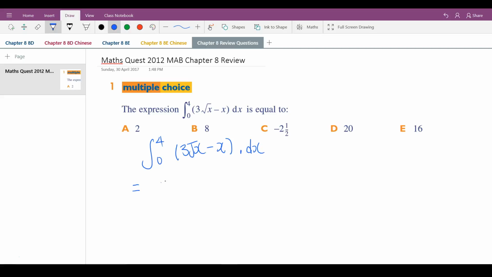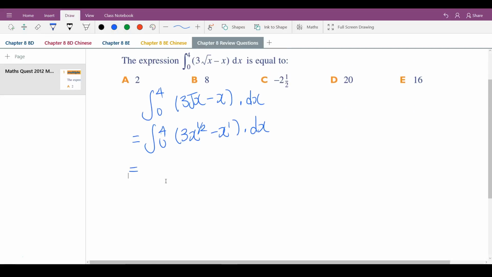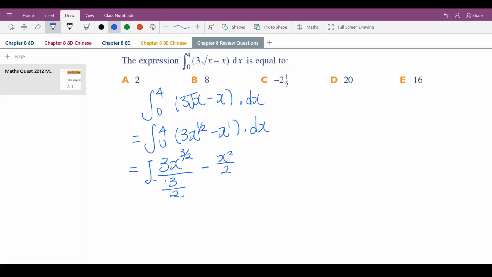Remember, the root x is always just equal to x to the power of half, so 3x to the power of half. Alright? And this x is to the power of 1. Just for those people who want to use the power rules, it makes it easier to visualize. Now remember, to reverse the power rule, to anti-derive with the power rule, you have to add 1 to the power. It becomes 3 over 2, divided by the new power. And then this one is easy, just like that.